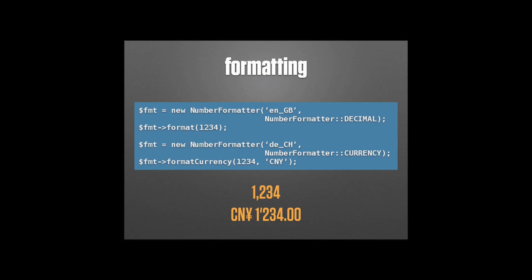Another method that it has is called format currency, and it's slightly different than just instantiating the currency style, because you may want to have the formatter for a certain locale, but format currency for another country, right? Otherwise, it'll treat it as a local currency in that locale. So in this case, we have a German Swiss locale, and we say format currency, but use the currency code for Chinese RMB or yuan, right? And it comes up with the right representation of that.